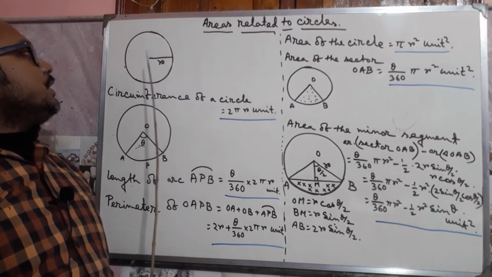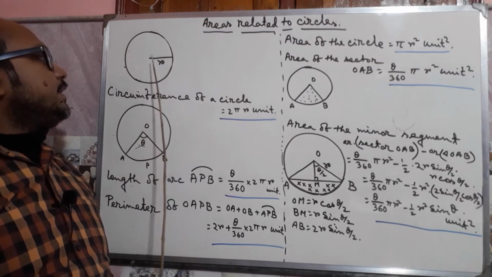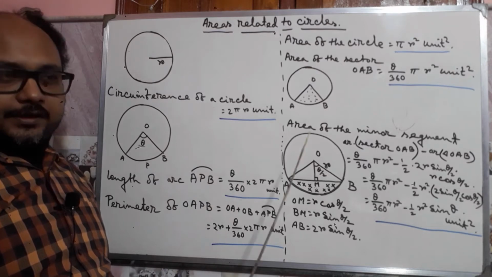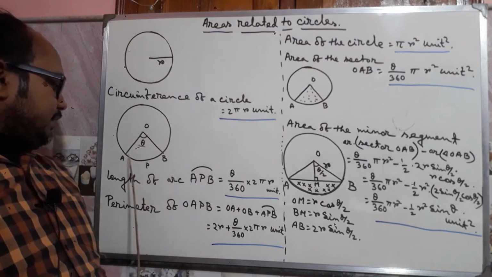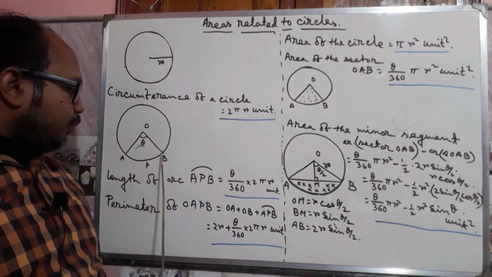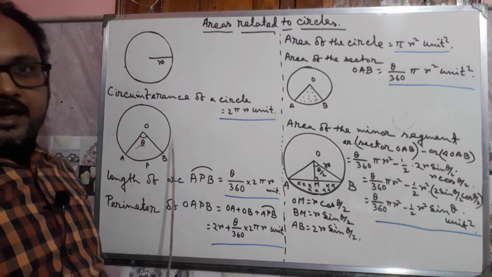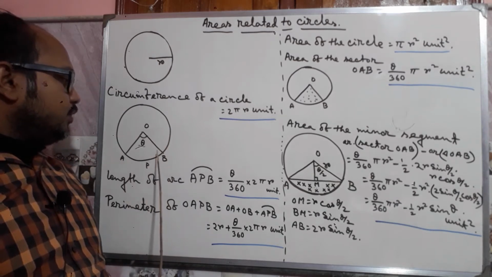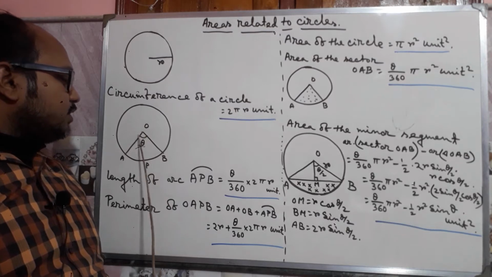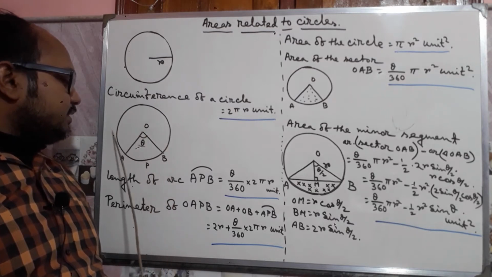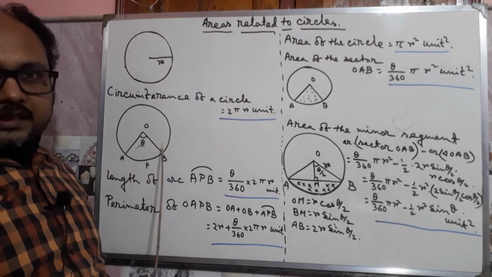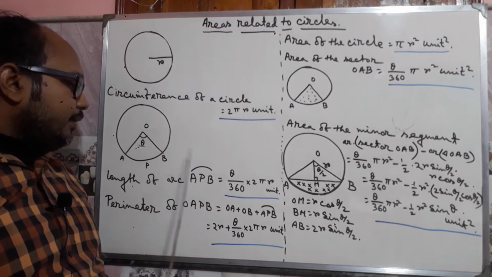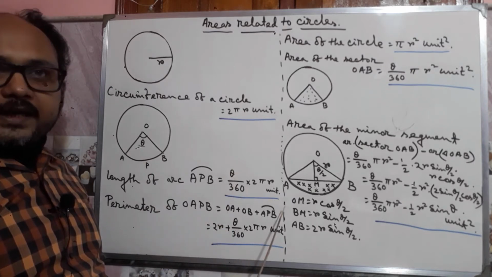At first, if a circle is given with radius r, then what is the circumference of that circle? We know 2 pi r unit. Now, if this arc APB forms an angle theta at the center of that circle, then what is the length of this arc APB? For the total 360 degrees, the arc length is 2 pi r, that is the circumference of the circle. So, for the angle theta, the arc length will be theta by 360 into 2 pi r unit.